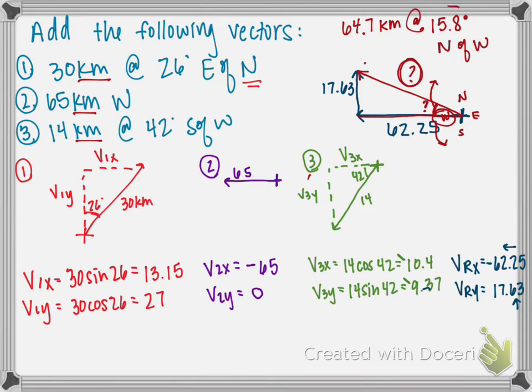So this is a full and complete answer. It has to have both the magnitude and the direction, right? It has to have both of those things. Next type of problem we're going to look at is a rolling projectile.